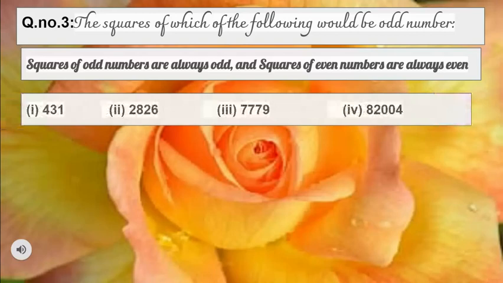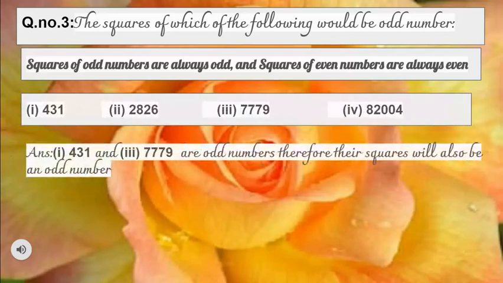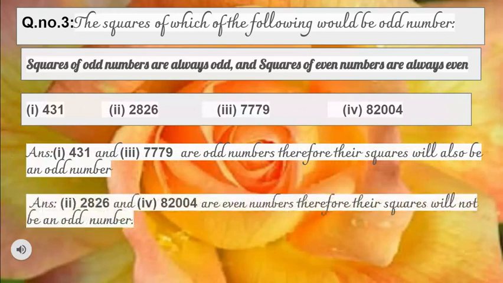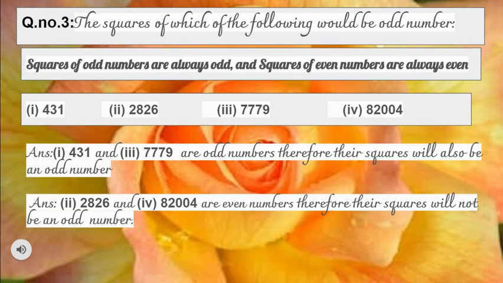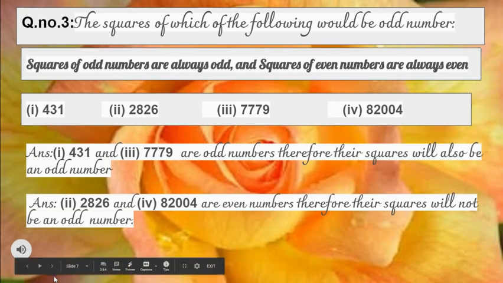So here we can see that number 1 and number 3, that is 431 and 7,779, are odd numbers, ending with 1 and 9. So their squares will also be odd numbers. The second and fourth ones, that is 2826 and 82,004, are even numbers because they are ending with 6 and 4. So their squares will not be odd numbers. Their squares will be even numbers. So clear?